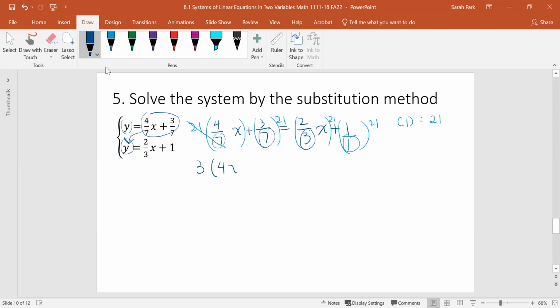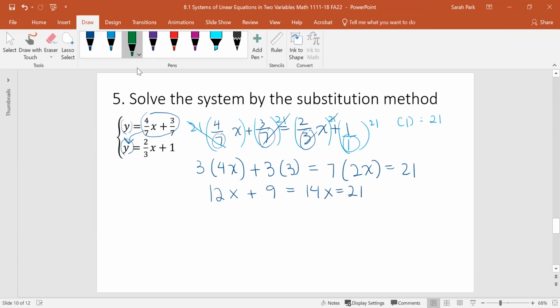You still have the 4x, so bring that down. You have 21 divided by 7, which is 3 again, and you still have the 3 inside parentheses. 21 divided by 3 is 7, so you have 7 times 2x. And then you have 21. So now we can simplify further by multiplying everything out. 3 times 4x is 12x, plus 3 times 3 is 9, 7 times 2x is 14x, is equal to 21.